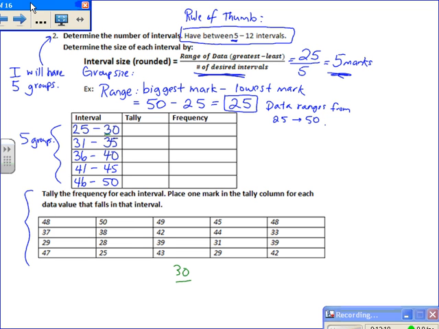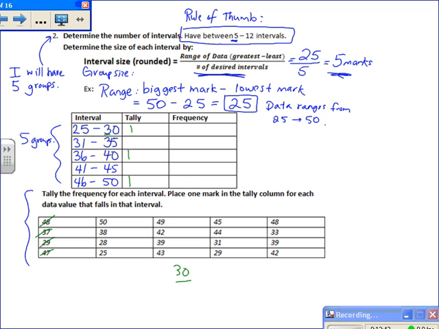Okay, so 48. There's one score, so I'm going to put 48. That's going to fall right in here between 46 and 50. So there's one score that's in that interval. The next one is 37. And 37 will be in this group right here between 36 to 40. Okay, 29 is going to fall within my first group from 25 to 30.